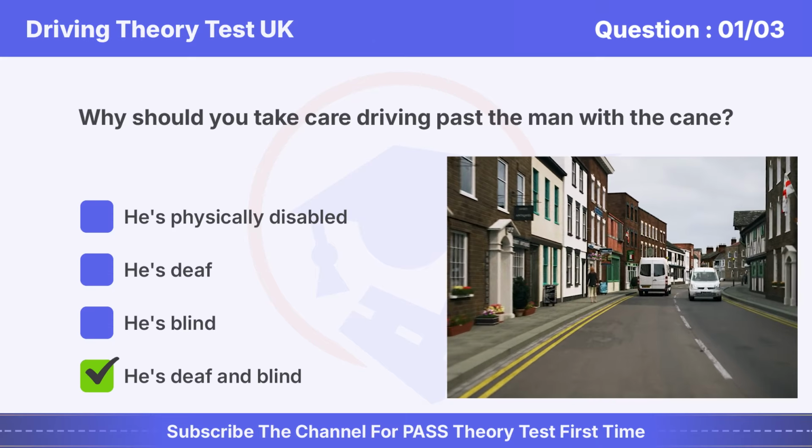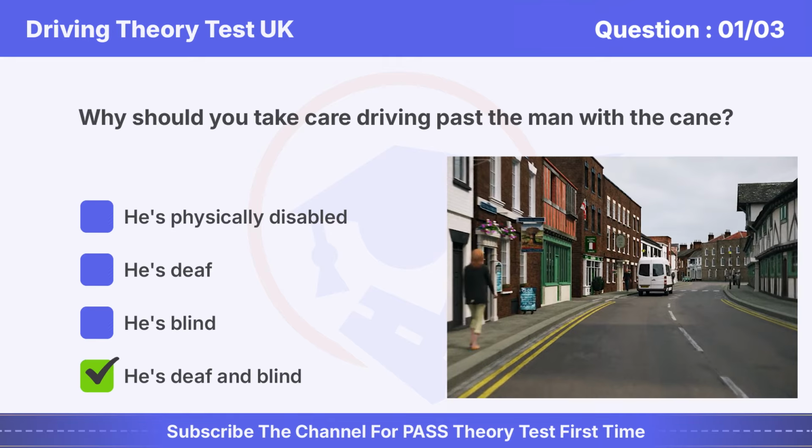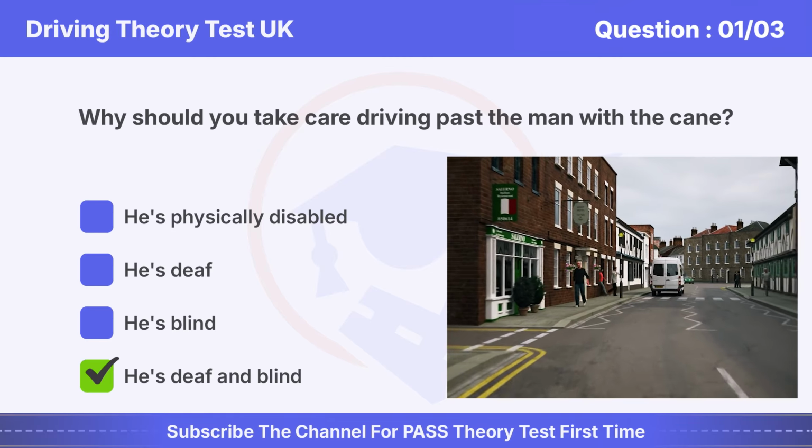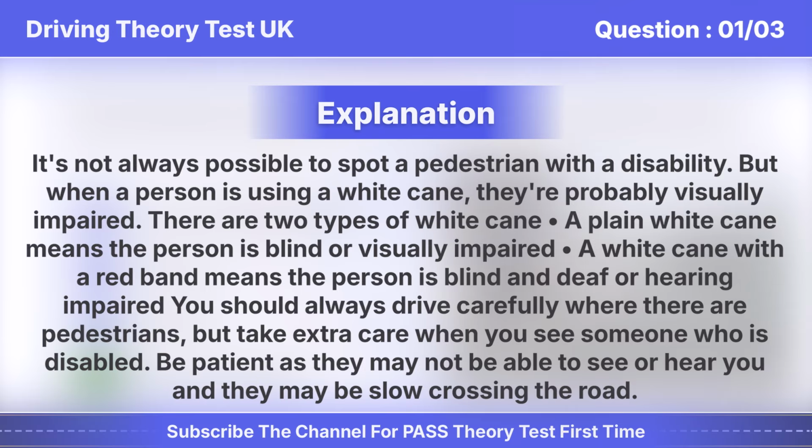Answer is D. He's deaf and blind. It's not always possible to spot a pedestrian with a disability. But when a person is using a white cane, they're probably visually impaired. There are two types of white cane. A plain white cane means the person is blind or visually impaired, or a white cane with a red band means the person is blind and deaf or hearing impaired.